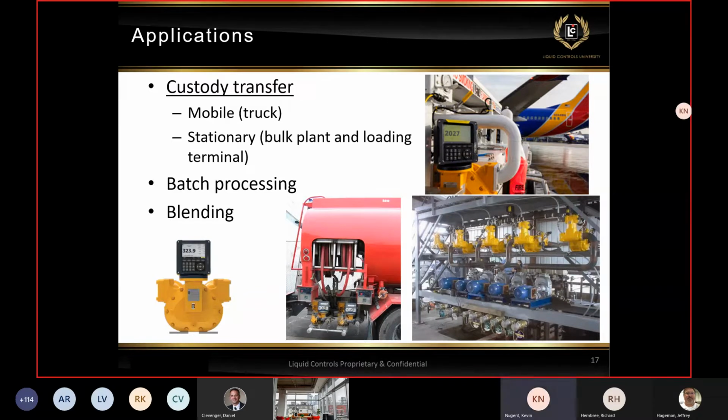We see that custody transfer at the grocery stores when you go and get a bunch of bananas and you put them on a scale, and we expect that that scale is accurate and the price per pound is calculated based on the weight. So our use in custody transfer is on trucks, also in stationary applications where we're in bulk plants or loading terminals. Our meters are used in batch processing and blending applications, where we'll see a few further examples coming up.